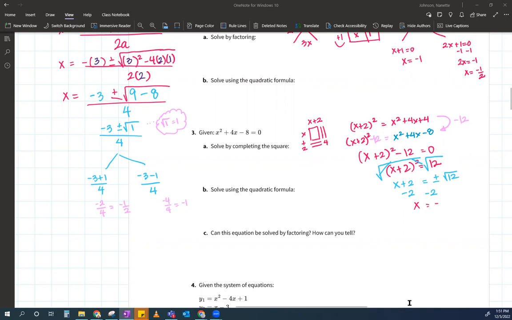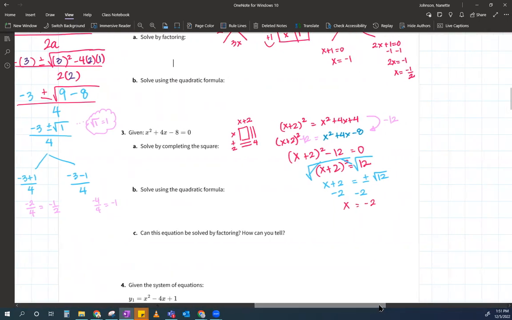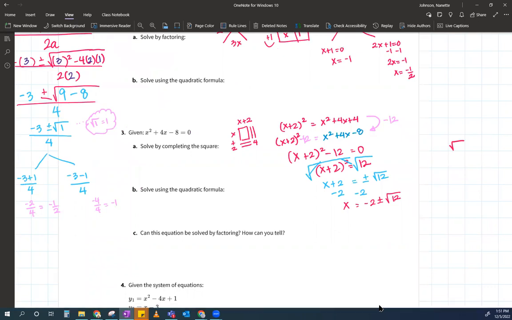Just a little side note, you can simplify the square root of 12 like this. What times what gives me 12? Any number. Very good. 2 times 6, someone said. Very good. And yeah, you could have chosen 3 times 4. It doesn't matter. So I'm going to go 2 times 6.